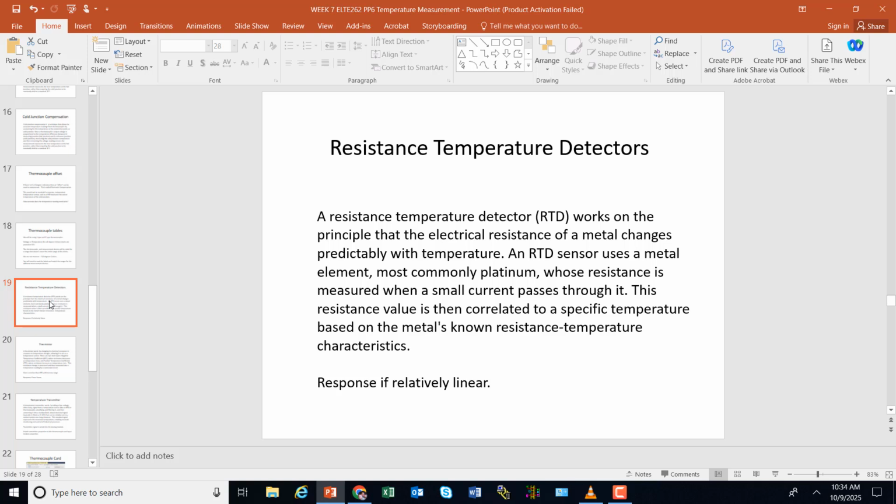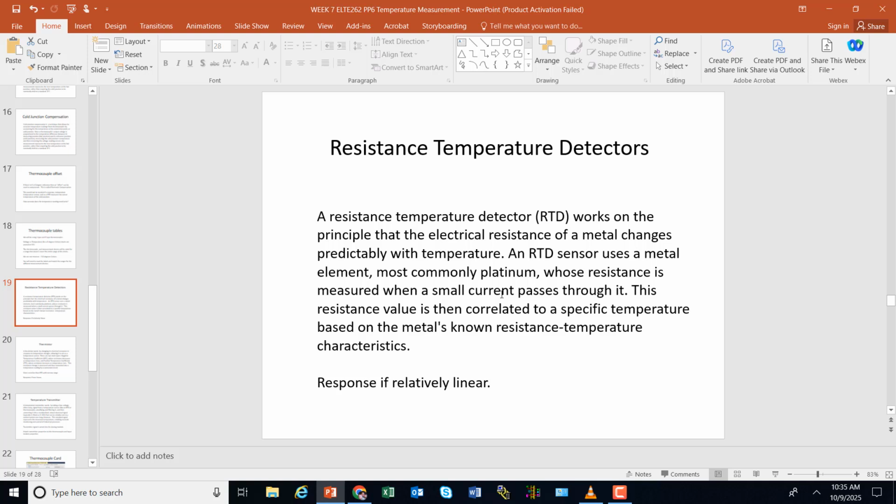So now resistance temperature detectors, RTD, works on the principle of the electrical resistance of a metal changing predictably with temperature. We learned that so far in a lot of machine control stuff: when you heat things up, the resistance of those things changes, okay? An RTD sensor uses a metal element, most commonly platinum, whose resistance is measured when a small current passes through it. So you pass the current through it, and as you heat it up, the amount of current changes, all right, because the resistance changes. That resistance value is correlated to a specific temperature based on the metal's known resistance.